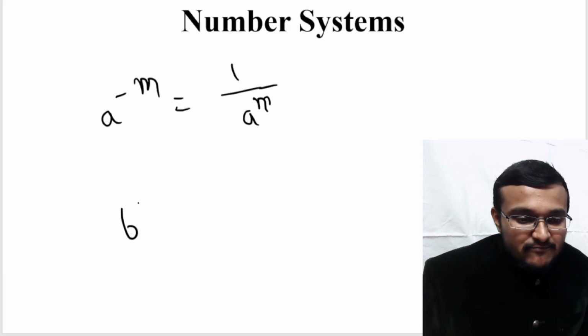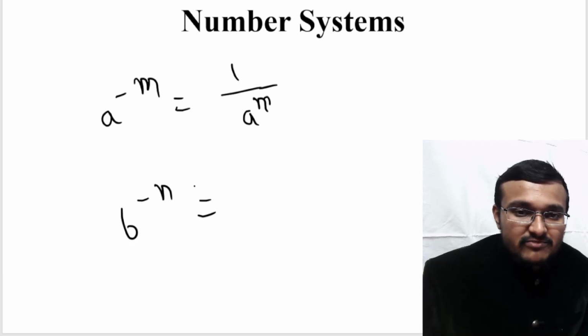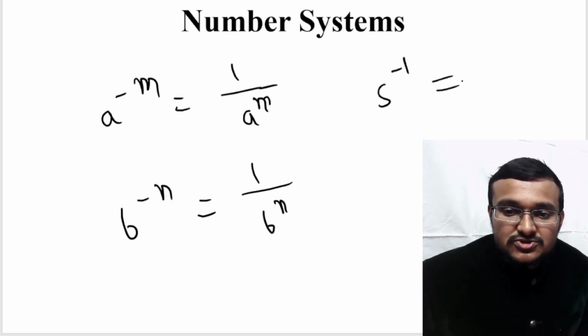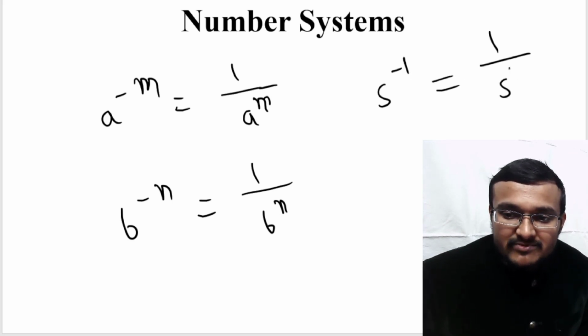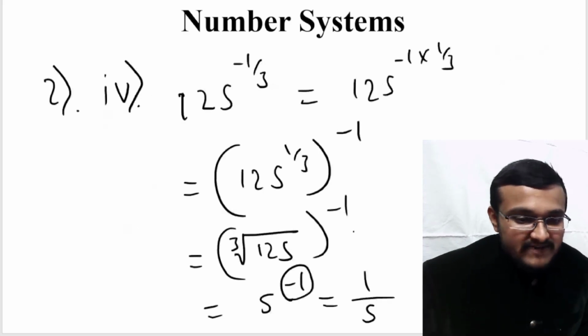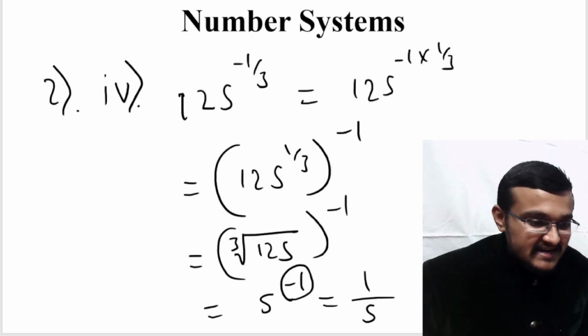So similarly, if you have b power minus n, when this b power minus n goes to the denominator, then this becomes b power plus n. So that is 1 by b power plus n. Similarly, in this question you have got 5 power minus 1. So that means this 5 should go to the denominator. It becomes 5 power 1, that is nothing but 1 by 5. So 1 by 5 is the answer for the second question.